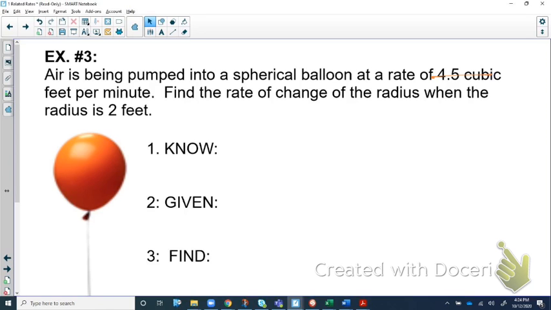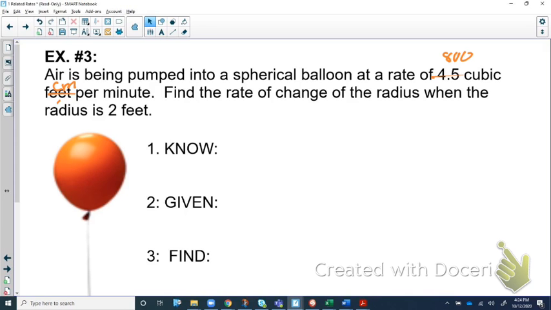4.5 cubic feet per minute. So instead of 4.5 cubic feet per minute, we have 800 cubic centimeters, and it's per minute. Okay, so we're still per minute. So let's erase this. And we're still cubic because we're talking about volume, obviously. Air is being pumped into a spherical balloon at a rate of 800 cubic centimeters per minute.